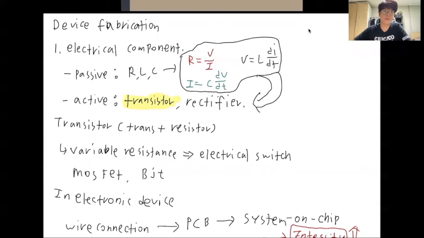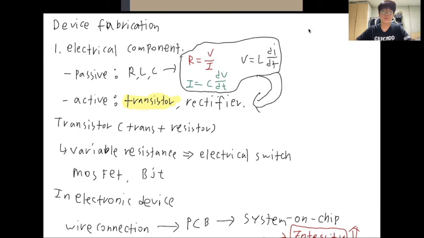In electrical devices, there are two kinds of components. First of all, there are passive components like resistors, inductors, and capacitors. And there are active components, which are built from those passive components, like transistors and rectifiers using a diode. So in this semester, we're going to concentrate on these active components.